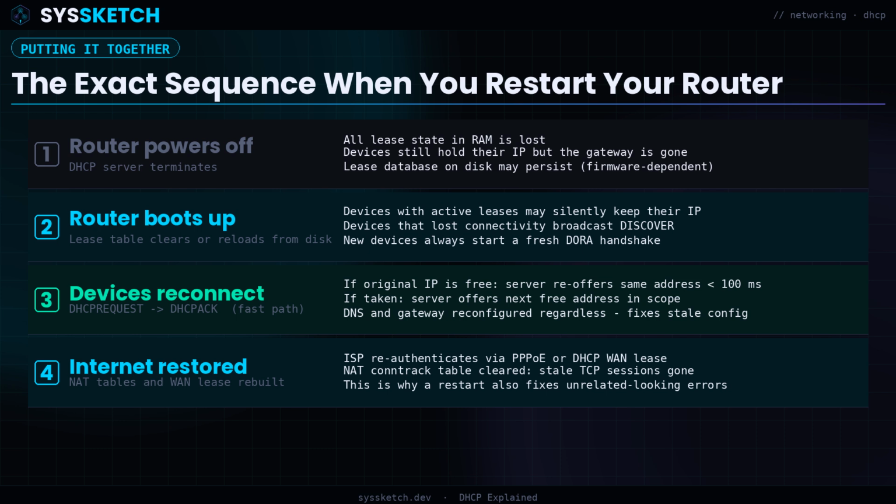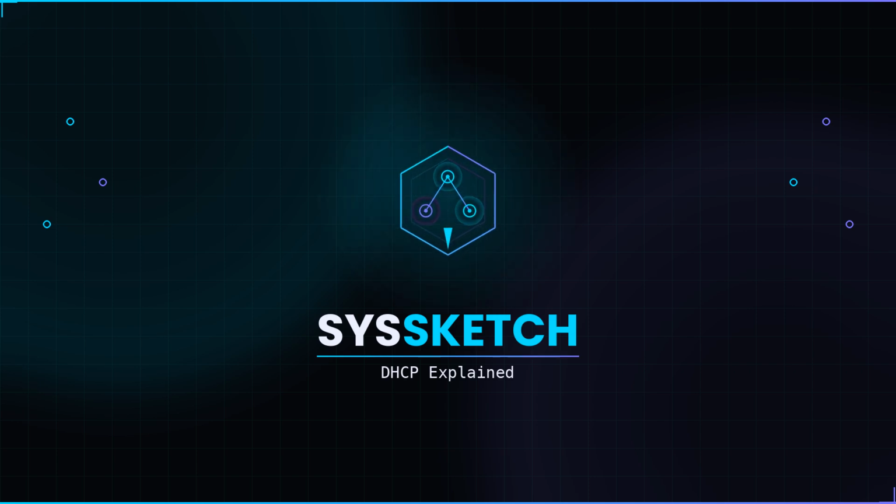That is DHCP, a lease-based protocol that assigns IP addresses, gateways, DNS servers, and dozens of other options automatically, renews them on a predictable schedule, and resets cleanly when the server restarts.